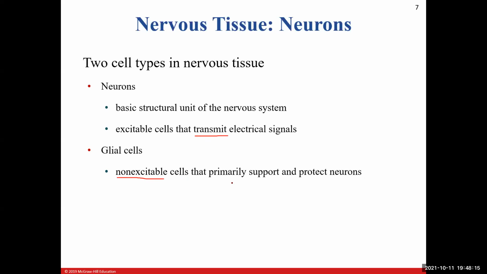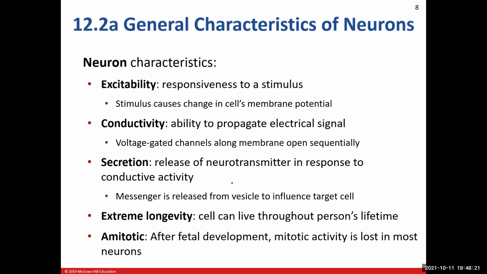Okay, they will support and protect the neurons and do so much more, which we'll talk about when we go over the different cell types. Here are those characteristics again that I showed you before: excitability, conductivity, secretion, extreme longevity, and amitotic.